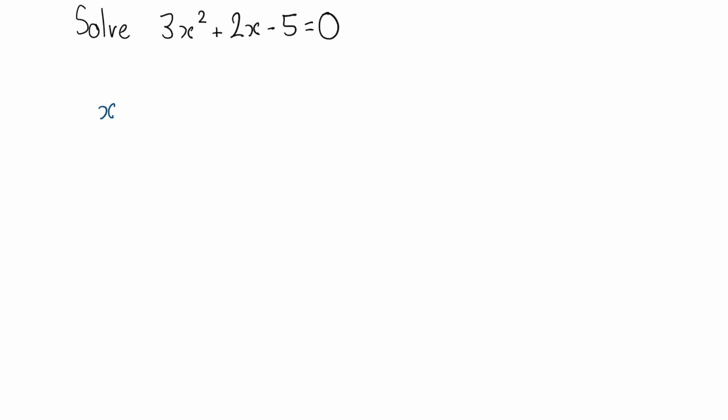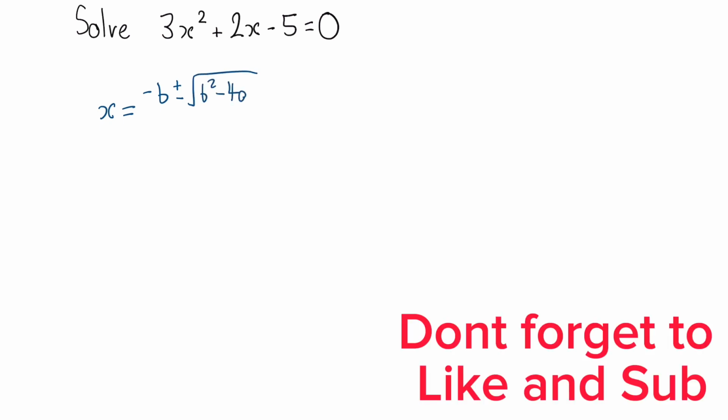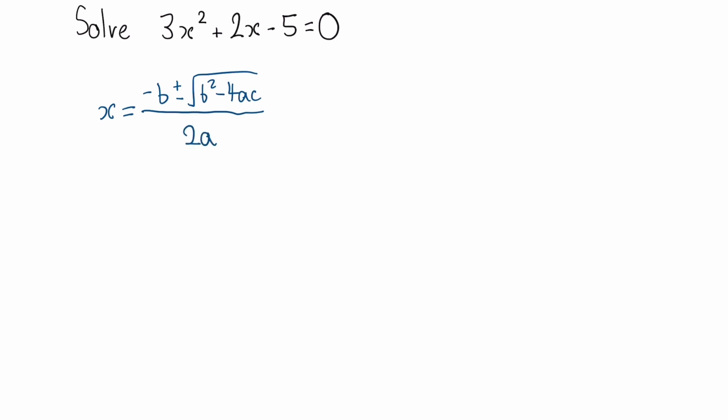So it is x is equal to minus b plus or minus square root of b squared minus 4ac all over 2a. Now the a, b, and c are just referring to the numbers in front of these terms in the quadratic. So a is the number in front of the x squared term, b is the number in front of the x, and c is the constant.